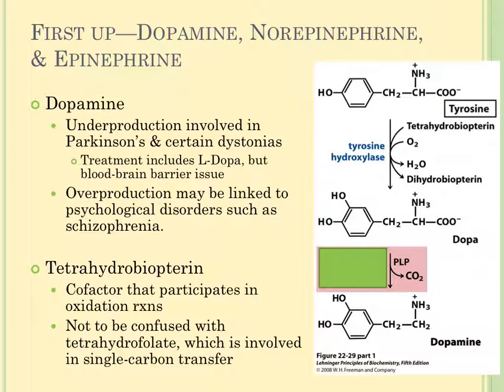And then the pink step is important because it's a common step you see in a lot of these neurotransmitters. We're using our good friend PLP, pyridoxal phosphate. We were removing the carboxylate group, I guess you could say, in the form of CO2. So that's the only difference between DOPA and dopamine. We got rid of the carboxylic acid portion of it.